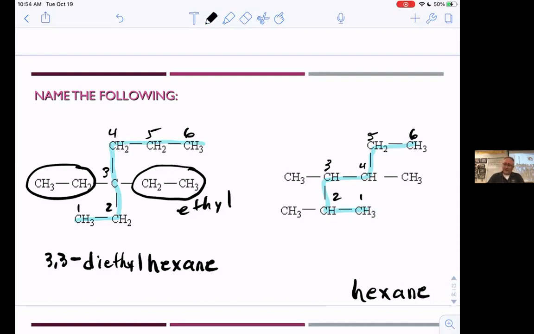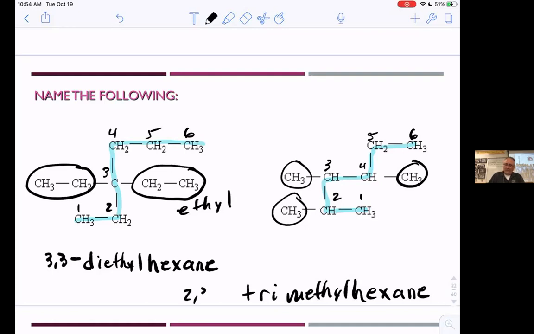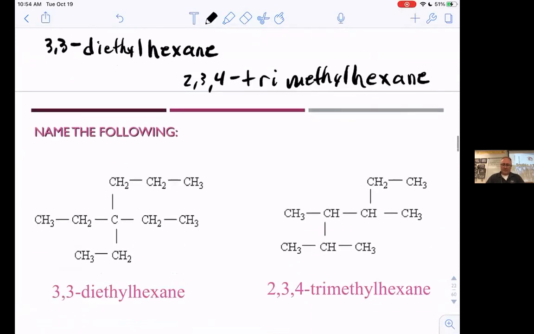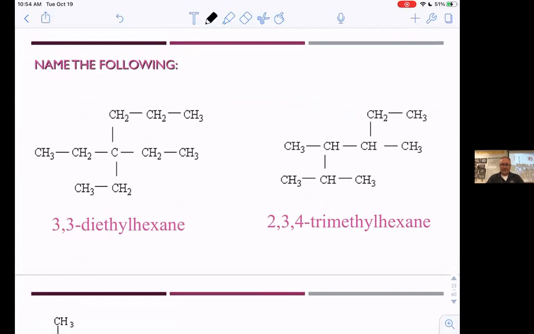All right. And then I have 3 methyl groups. They're all single carbon chains, right? Oop, that's not one. Silly Tolan. 3 carbons. So those are methyl groups. And there are 3, so I say trimethylhexane. And then you got to tell me where they are. They're on 2, 3, and 4. So this would be 2, 3, 4 trimethylhexane. Checking my work down here. 2, 3, 4 trimethylhexane and 3, 3 diethylhexane. Good job.